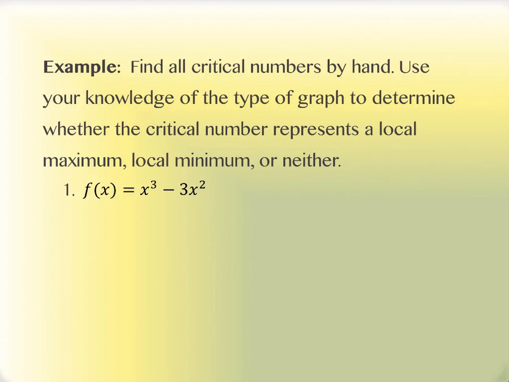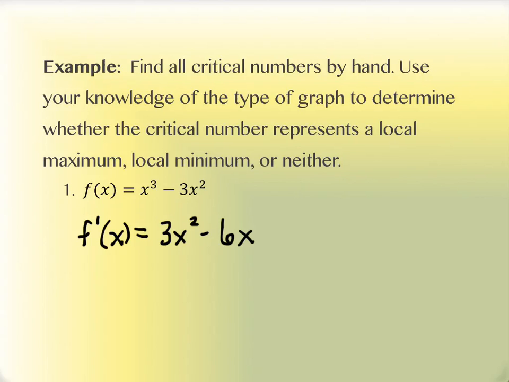So if I'm finding a critical number, it means I'm finding a derivative and setting it equal to 0. So what is the derivative of x cubed minus 3x squared? Right, 3x squared minus 6x. Good. And then if I want to find a critical point, a critical point is a location where this new derivative function either equals 0 or doesn't exist.